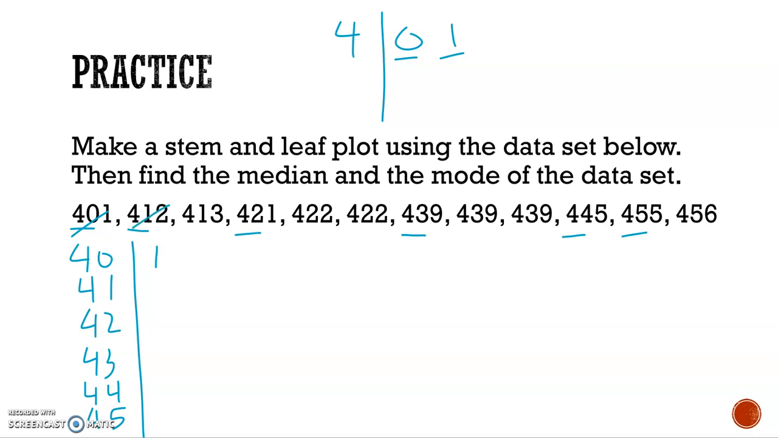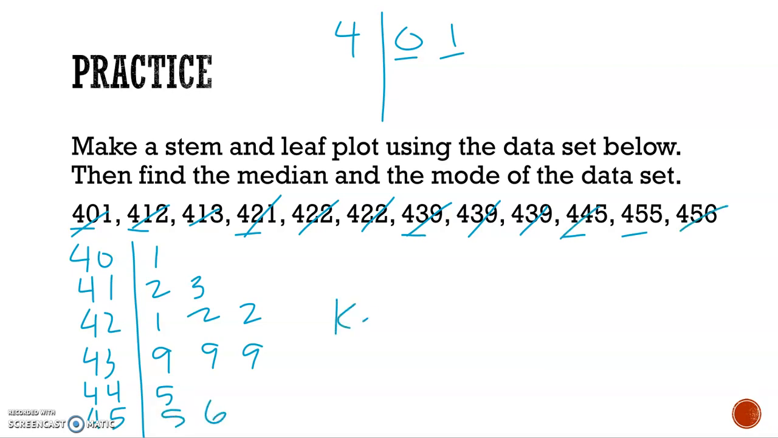So we have the 1, we have 412, so we're going to put a 2 here. We have 413, 421, 422, 422, 439, 439, 439, 445, 455, and then 456.